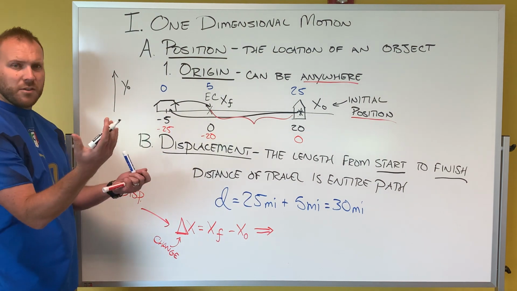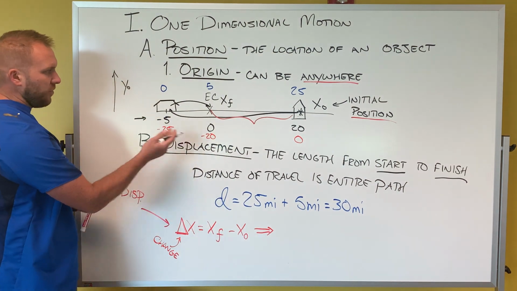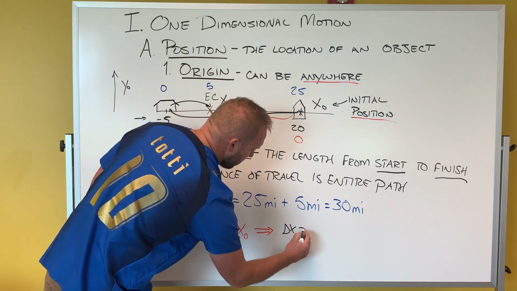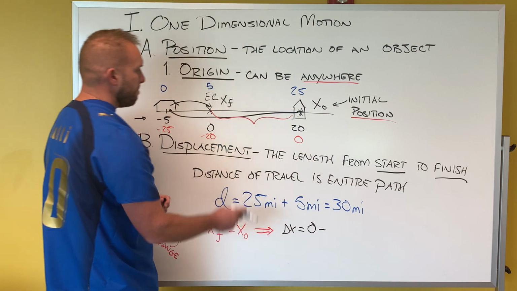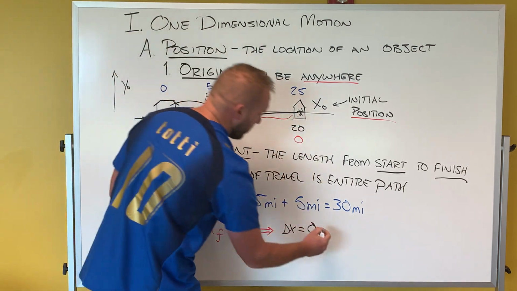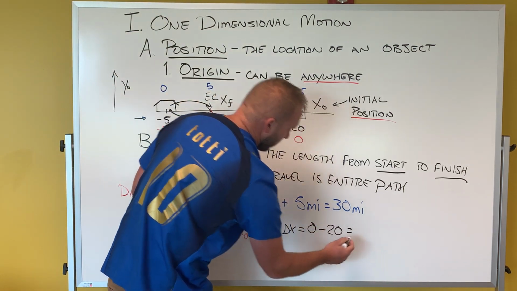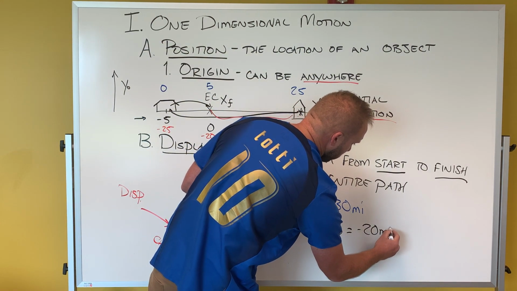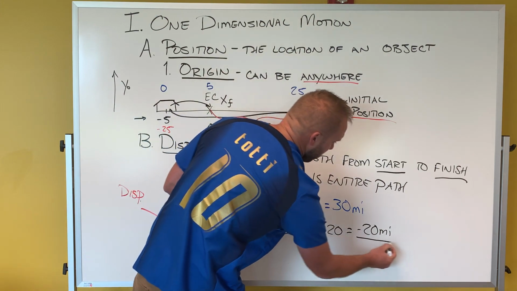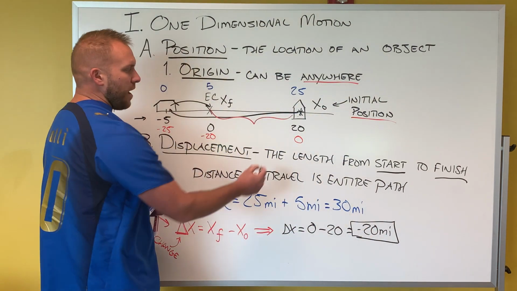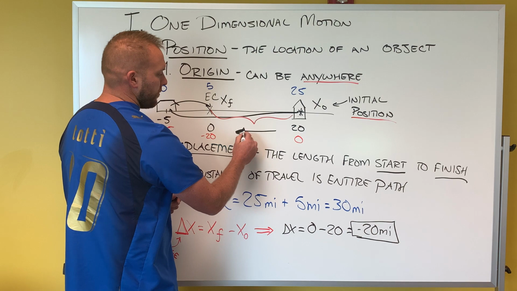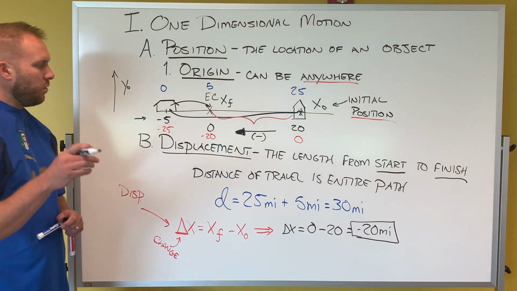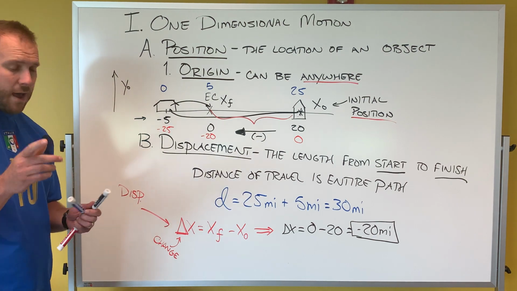So I'm going to do it based on the color. Let's use our black position. It's kind of what we did. So our final position was 0. So our displacement equals 0 minus my initial position, which is 20. And so what is my displacement? That's negative 20 miles. Okay? And the negative is very important in that the negative tells me I went in that direction. So the negative tells me direction.